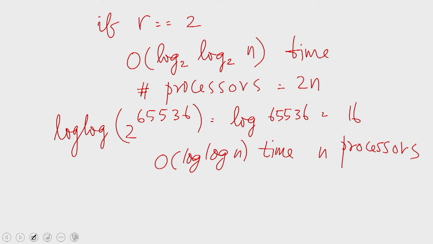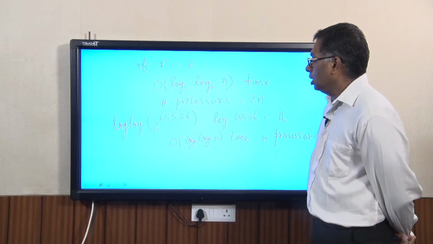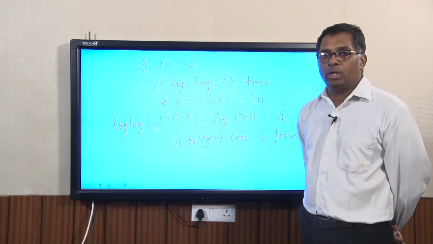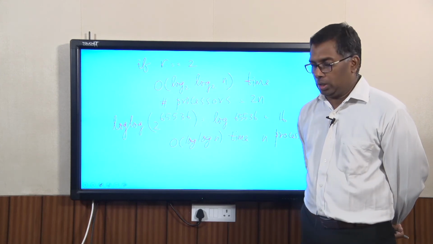The algorithm is still not optimal. The cost of the algorithm is order of n times log of log n, whereas finding the minimum of n elements sequentially takes only order n cost. Therefore, the algorithm is still not optimal. This is a suboptimal algorithm, but it is a very fast algorithm indeed. It runs in order of log n time.